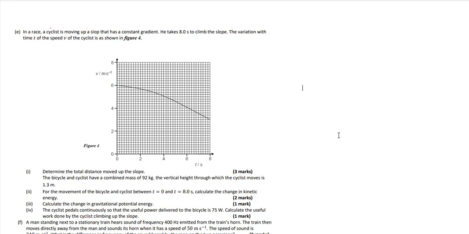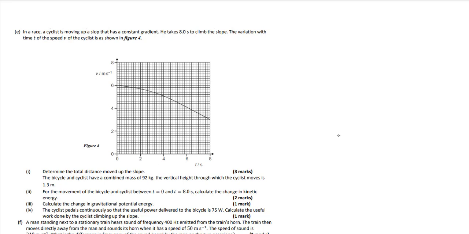So what do we have? In a race, a cyclist is moving up a slope that has constant gradient. It takes 8.0 seconds to climb the slope. The variation with time t of the speed of the cyclist is shown in figure 4. That's the figure which is shown. Determine the total distance moved up by the slope.